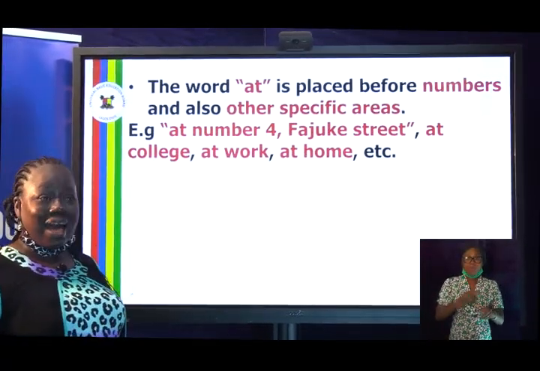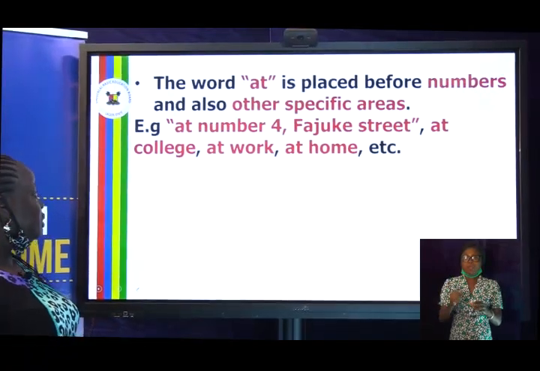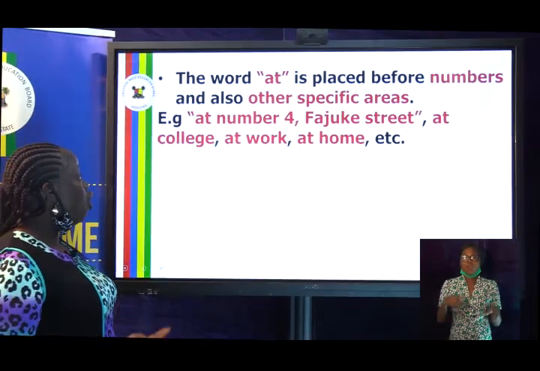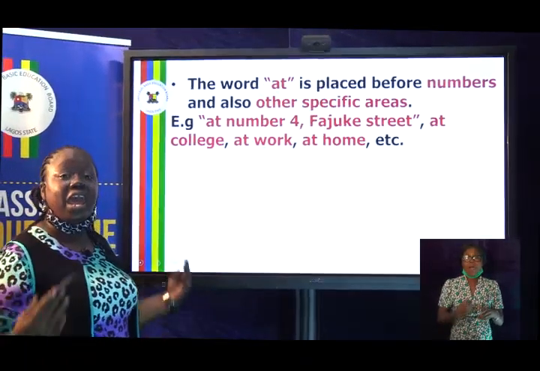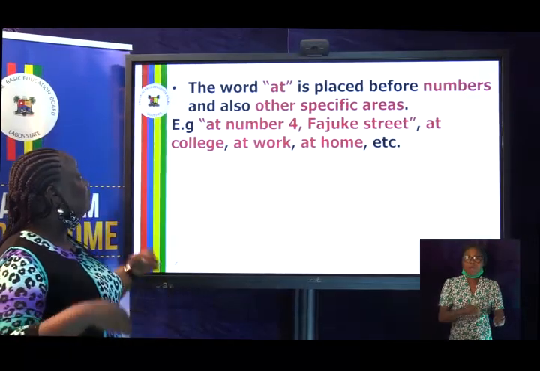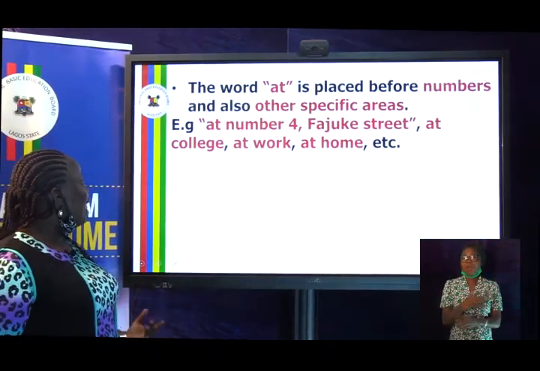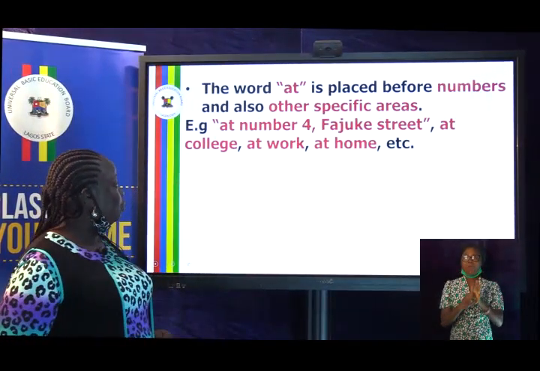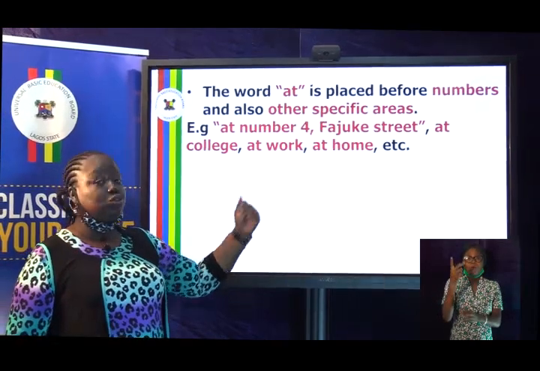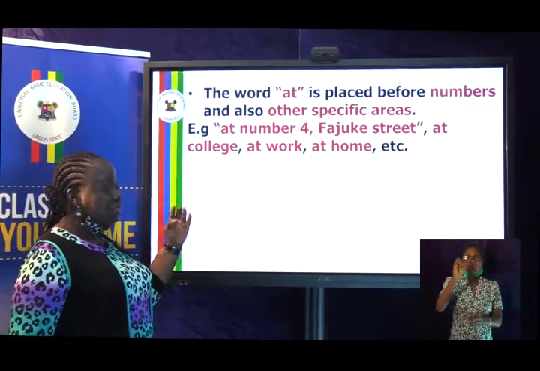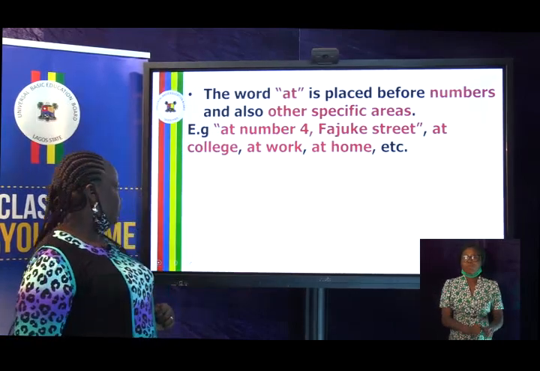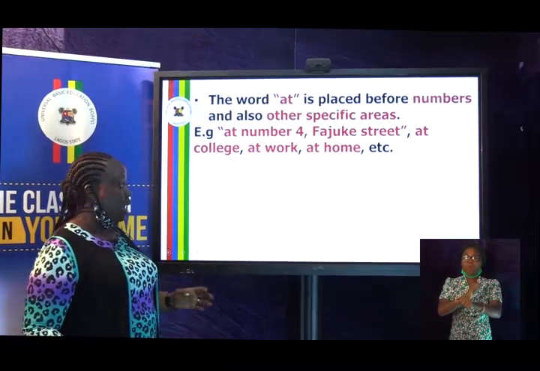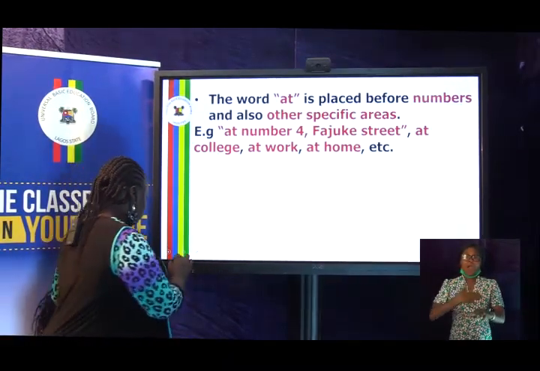Now let's look at the word at. That is another preposition. The word at is placed before numbers and also other specific areas. For example, at number 4, Fajuke Street. At college, at work, at home, and so on.